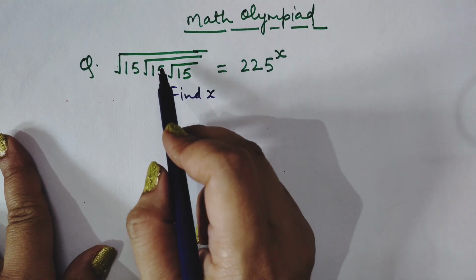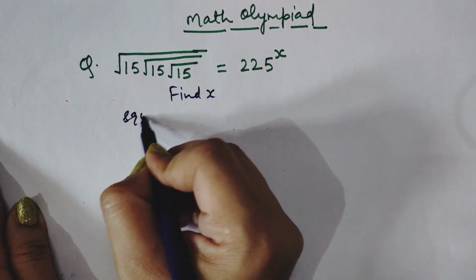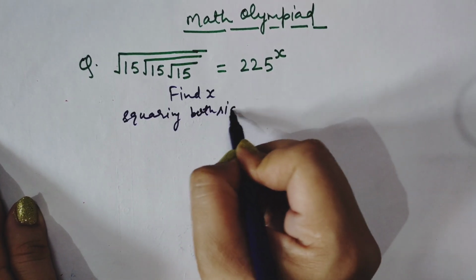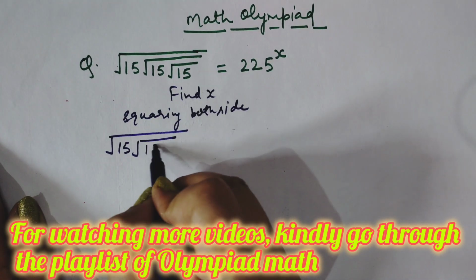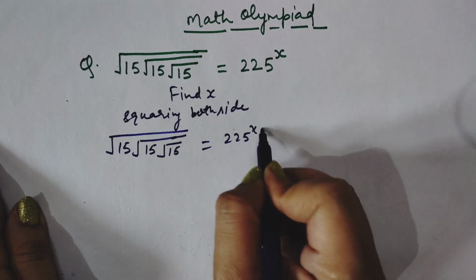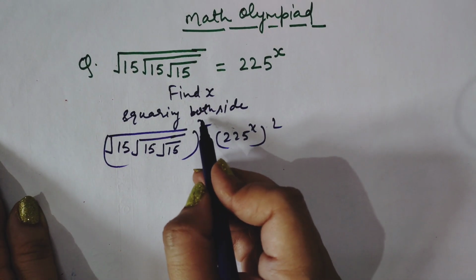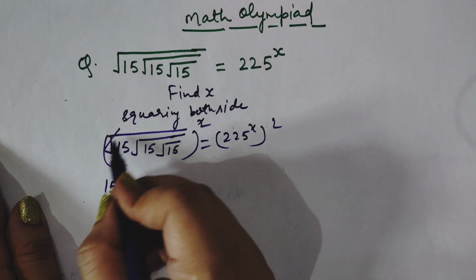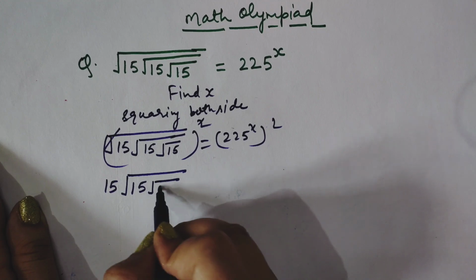First of all, you can see here on the left hand side there are three roots. So first of all, we will remove these roots one by one. So squaring both sides: 15 root of 15 and root of 15, equals 225 to the power x. So we will square both sides. You can see this square cancels out this root, so this 15 is without root. Now we have two roots remaining.